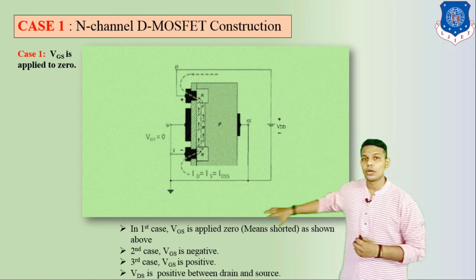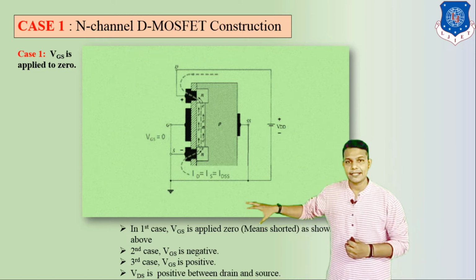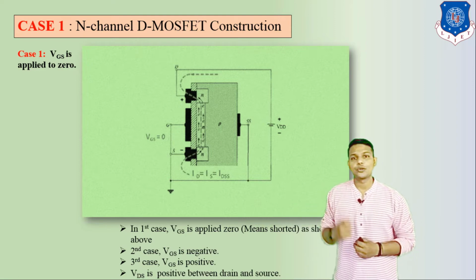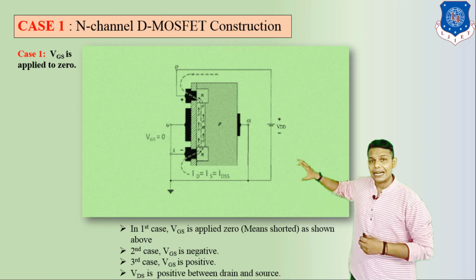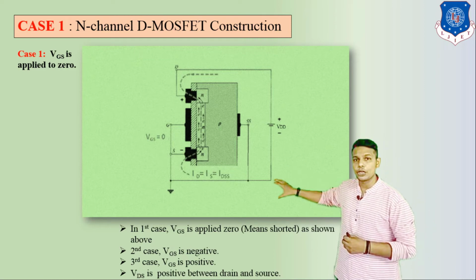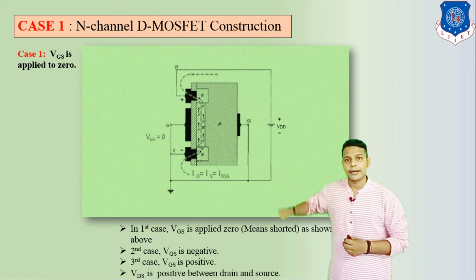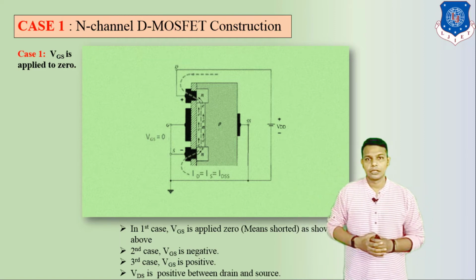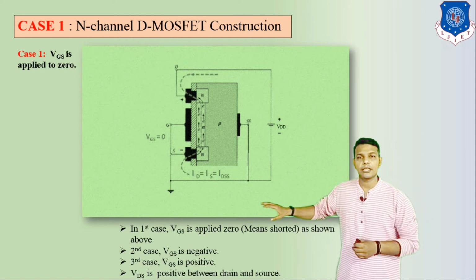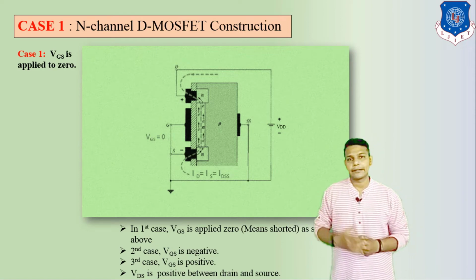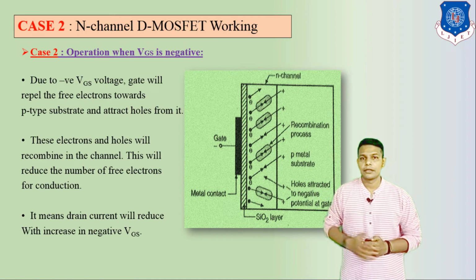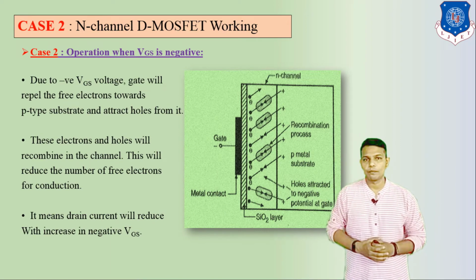And this is equal to IDSS. That means it is the drain to source saturation current, because if VGS is equal to 0, at this time your drain current flow is maximum. So remember this case, we are going to apply it in characteristics. So this is case number 1. Now let us discuss case number 2.